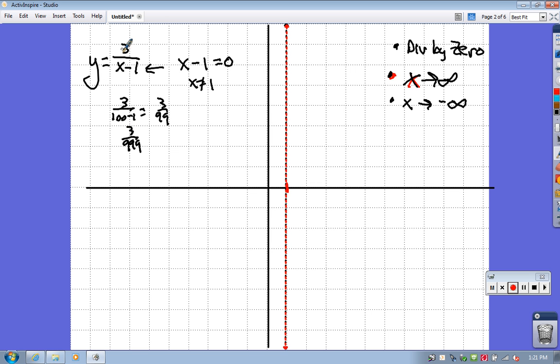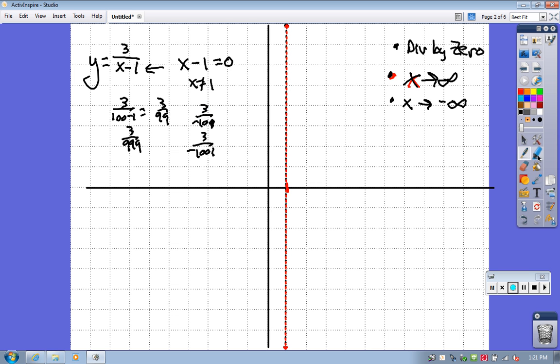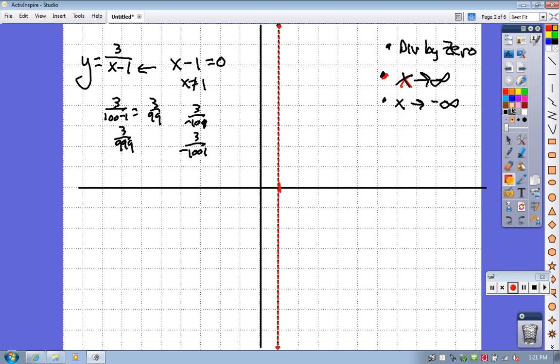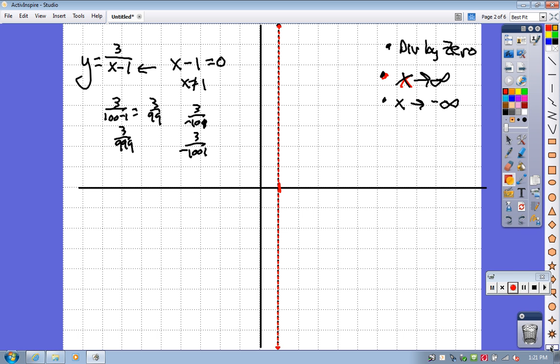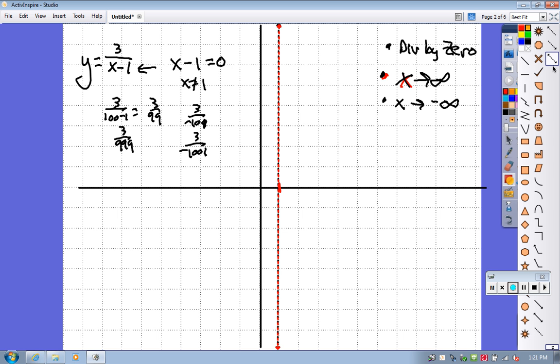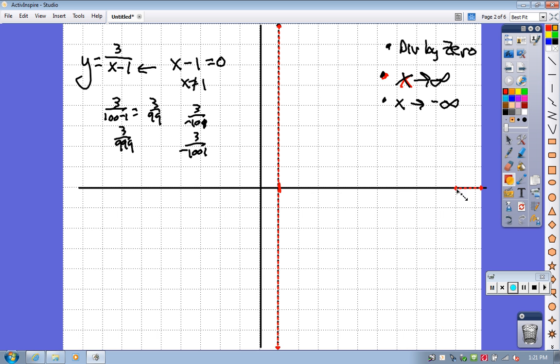We could do the same arguments with negative numbers. Start plugging in negative numbers. Plug in negative 100, it'd be 3 over negative 101. Plug in negative 1,000, 3 over negative 1,001. Getting closer and closer to 0. So this would be an instance where it is getting closer and closer to 0. So that means that I also have a horizontal asymptote at y equals 0.